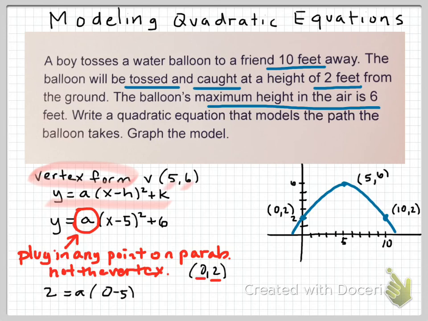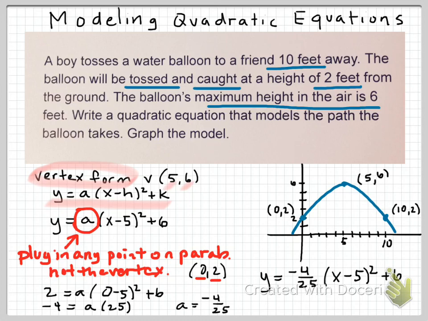So I'm going to go ahead and plug in 2 everywhere I see a y value and 0 everywhere I see an x value in order to solve for a. With a little simplification, moving the 6 to the other side and squaring, I end up solving for a, and a is negative 4/25, which is great news for me because I already knew that the parabola was going down. So there's my a value, and then there's the vertex of the parabola, and essentially that's the path that the balloon takes.